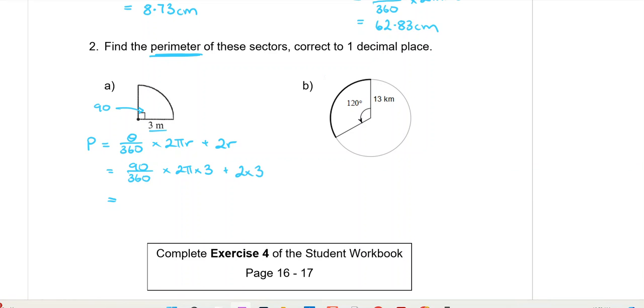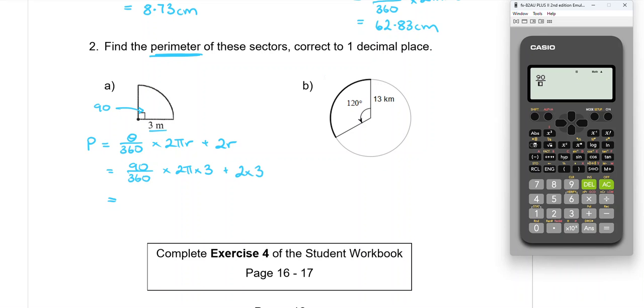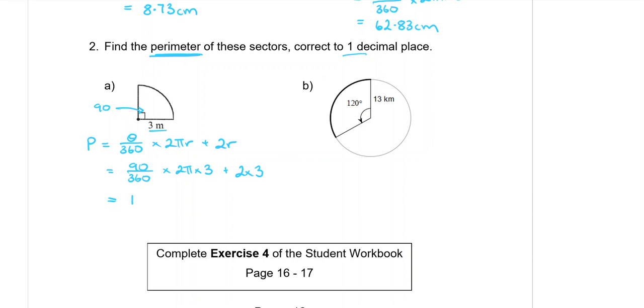Type that into the calculator. 90 over 360 times 2 pi times 3, plus 2 times 3 is 10.7 because we're doing one decimal place again.